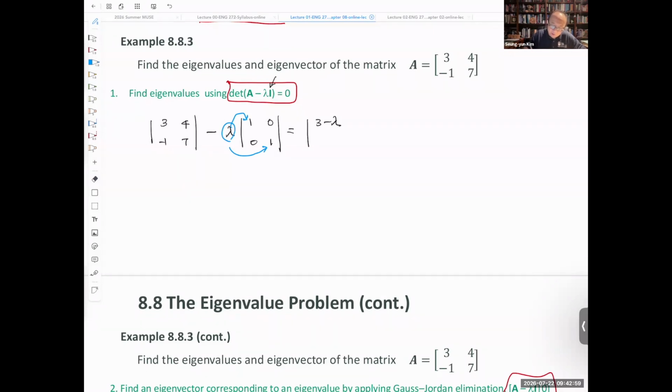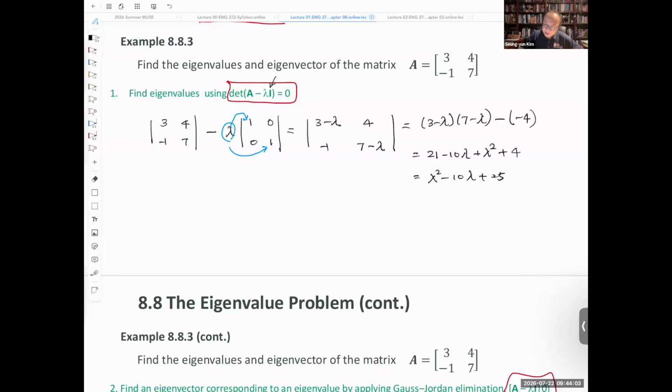So in the diagonal, we have 3 minus lambda, 7 minus lambda, and we're going to have 4 and -1 as they are. And this is the determinant. So AD, 3 minus lambda times 7 minus lambda, minus BC, minus 4. And that equals 21 minus 10 lambda plus lambda squared plus 4.